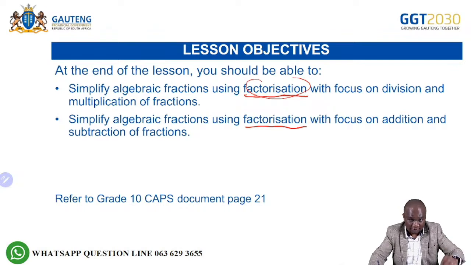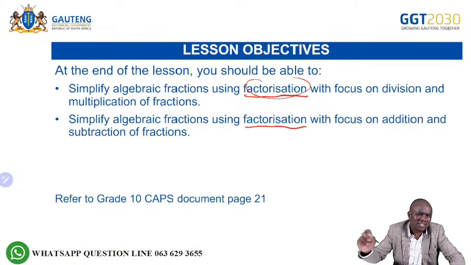Okay? We'll start with multiplication and division because I think these operations are easier than addition and subtraction when it comes to fractions. It's very easy to multiply and divide fractions. Do you know that? Just numerator times numerator, denominator times denominator. It's very easy. And then after that, we'll do addition and subtraction.